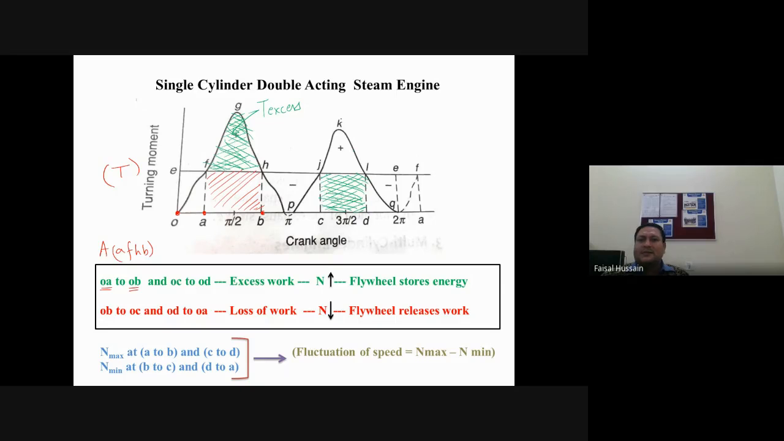But the area of the system is CJKLD. This is the total work done. And how much is required? CJLD. This is the requirement. So what is the excess? Excess is JKL. This is the excess. So this excess energy will be stored in the flywheel.